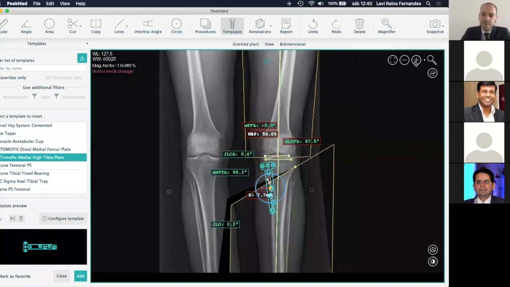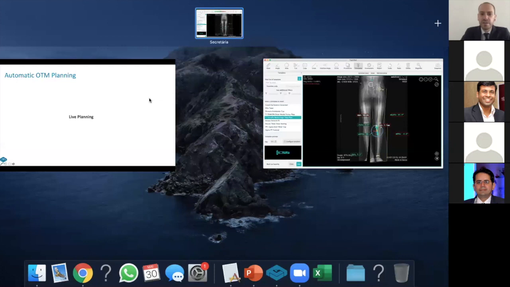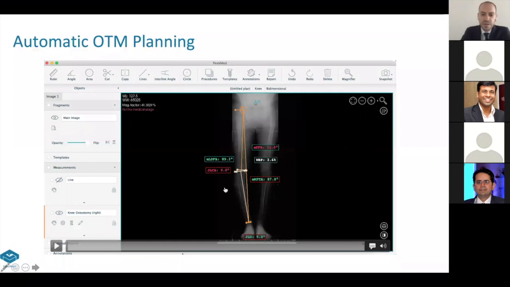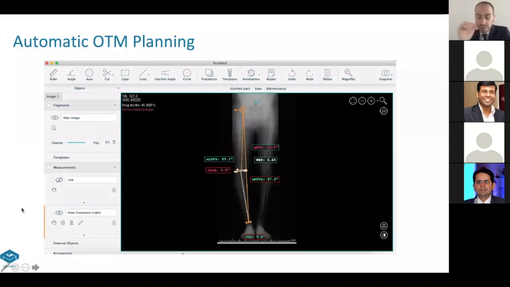So now I want to show you a few more cases that the tool does. So this is a patient that I was asked by a colleague to plan. He's a 55-year-old patient, previous medial meniscectomy. He has a varus, as you can see. So my colleague said, okay, see if he's a good candidate for an HTO osteotomy. So that was exactly what I was trying to look into.